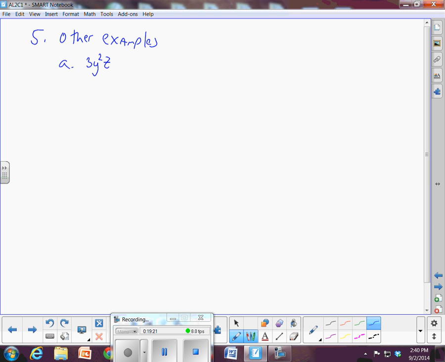3y squared z plus 10yz minus 8z. Okay, listen, that looks a little complicated, but you know what? First rule of factoring, factor out common factors first. Get that common z out.